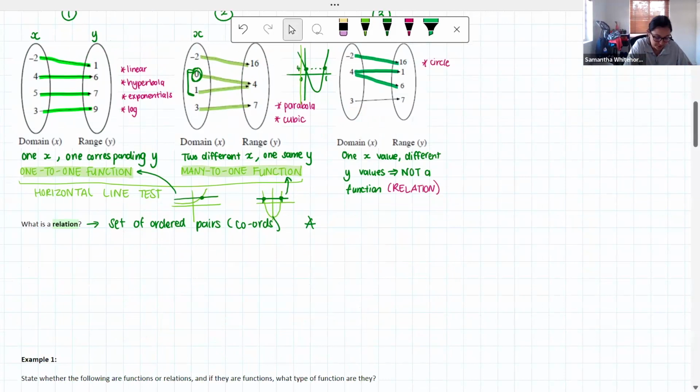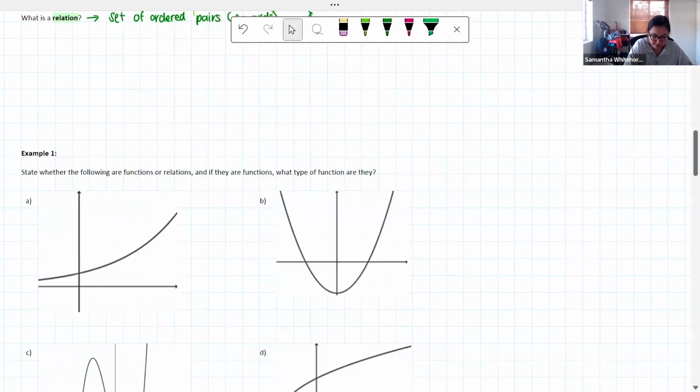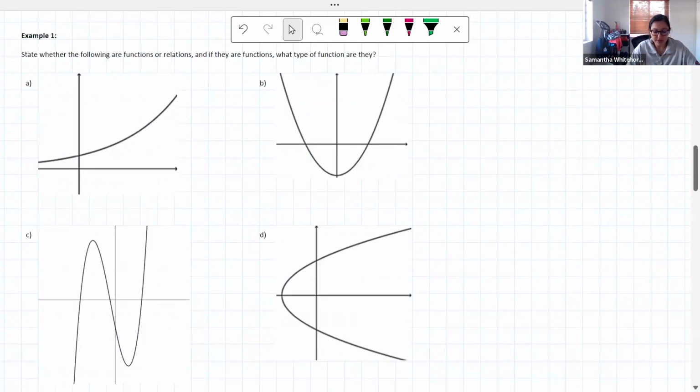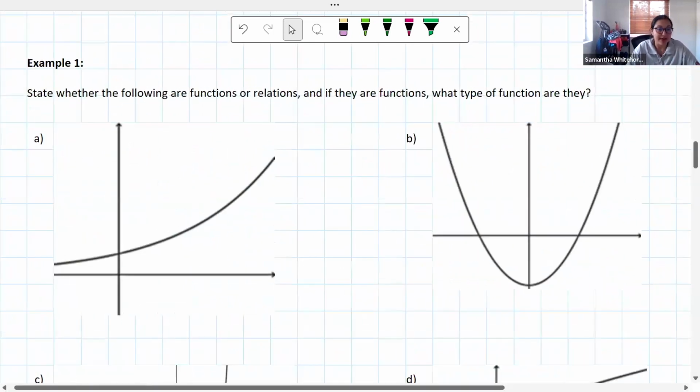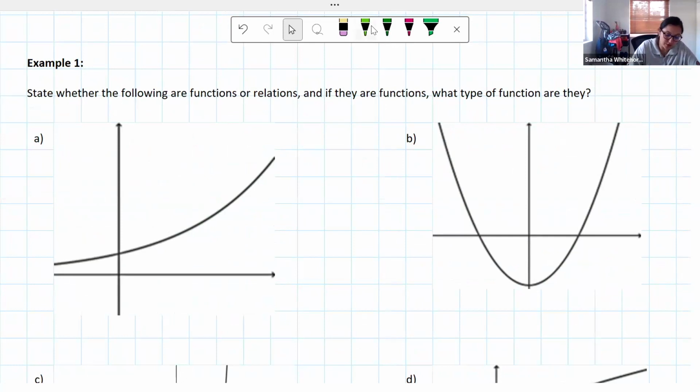Alrighty, so let's have a look at some examples here. So we want to state whether or not the following are functions or relations, and then what type of function are they if they are a function. So this is where we would grab our ruler, and you can quite literally even just draw a line if you want, and we will draw our vertical line. So here's my vertical line.